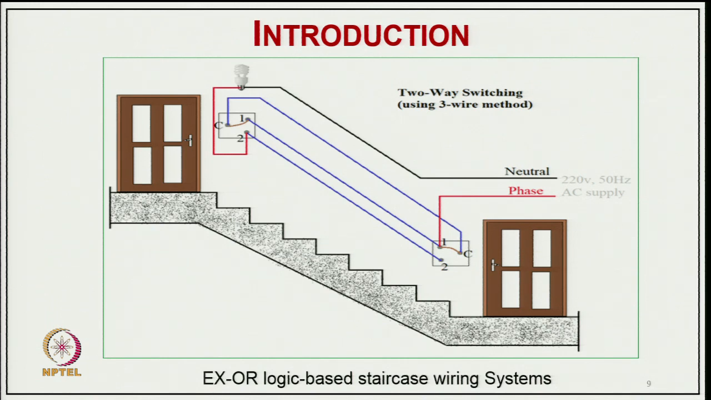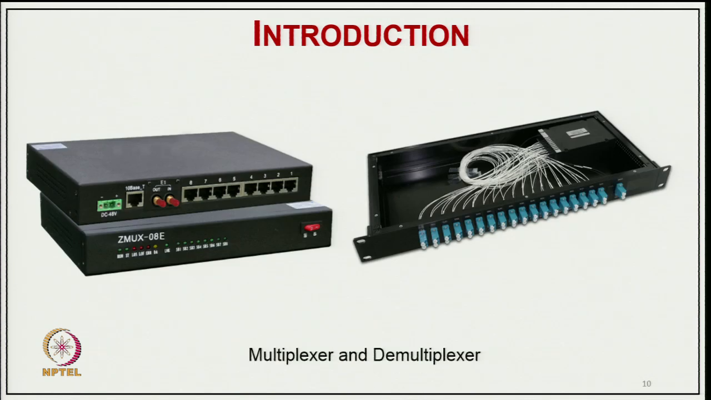So, this is a very good example of an XOR logic gate in this staircase wiring system for lighting, or for many other appliances which you can switch on from the upper floor to the lower floor or from the lower floor to the upper floor. Then typically multiplexers and demultiplexers are used in many systems, as you can see in the photograph.